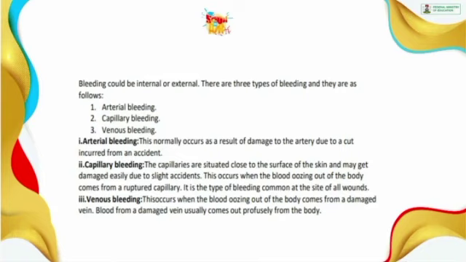Venous bleeding. This occurs when the blood oozing out of the body comes from a damaged vein. Blood from a damaged vein usually comes out profusely from the body because the vein is situated deep inside the body, deep below the flesh or the skin. So for an injury to happen to the vein, that means the injury must be deep. And if the vein is cut, blood will come out profusely from the body because the injury is very deep.